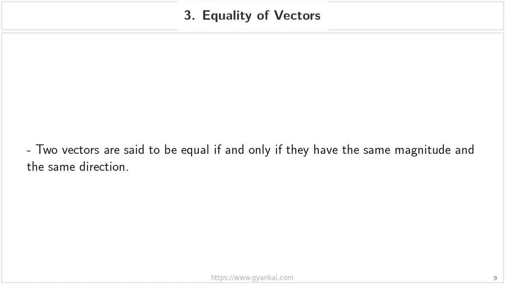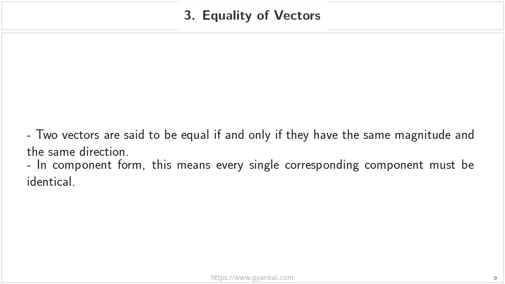3. Equality of vectors. Now you might be wondering, what does it actually mean for two vectors to be equal? In geometry, we know that two vectors are said to be equal if and only if they have the exact same magnitude, meaning their length is identical, and the exact same direction. But here is the beauty of working in component form, which we've been using throughout this lesson. Checking for equality becomes much simpler. Instead of measuring lengths and angles, we just need to look at the individual parts. In component form, this means every single corresponding component must be identical.